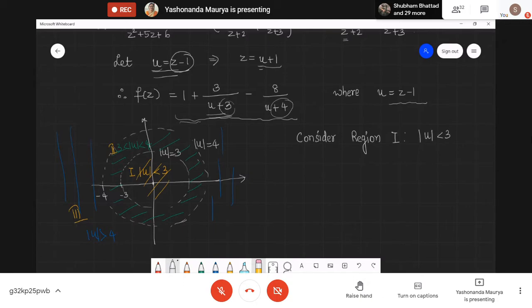Now this expression, if I want to write it in terms of z, how do I write it? It will be nothing but mod of z minus 1 less than 3. Now having written in this fashion, we'll now expand the expressions. So what about this one? F of z is equal to 1 plus 3 upon u plus 3 minus 8 upon u plus 4.